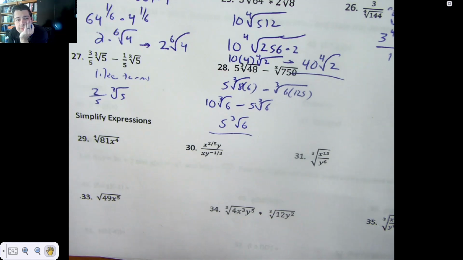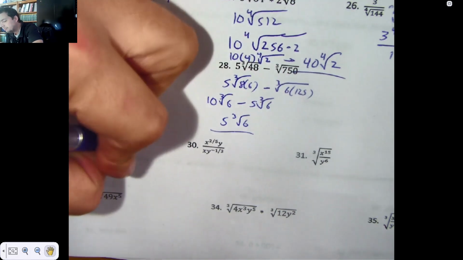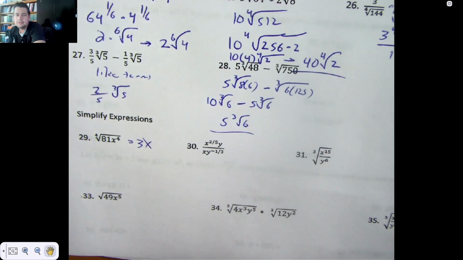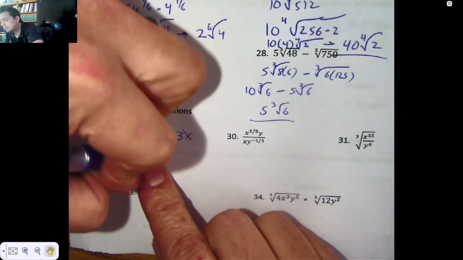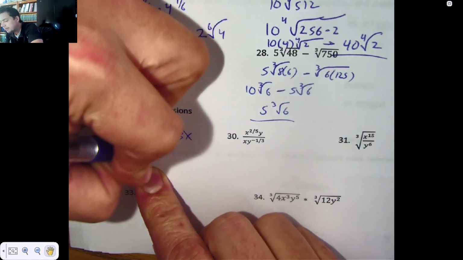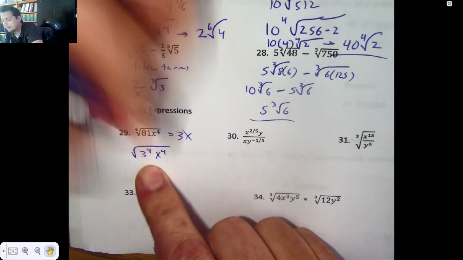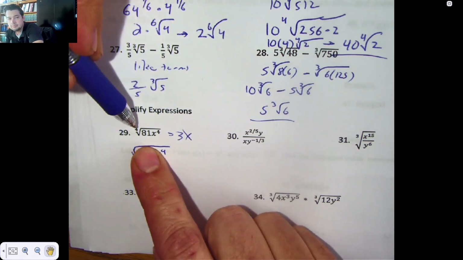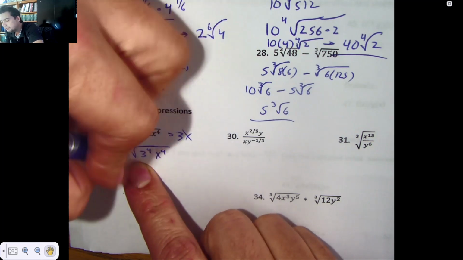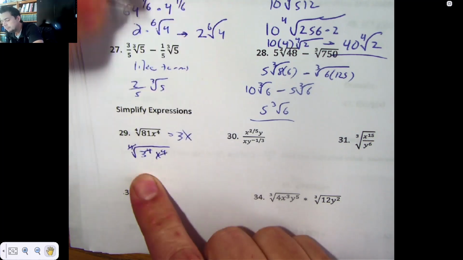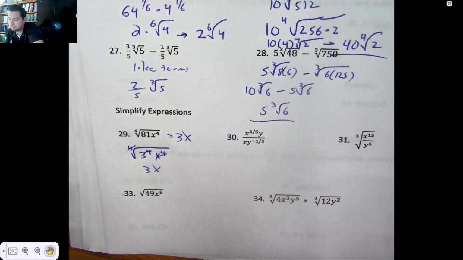Simplify expressions. So yeah, this is closely related. First one are ridiculously easy. 4th root 81 is 3. 4th root x to the 4th is x, 3x. The way this is traditionally taught, and it's probably how I'll teach it when I teach it, is you rewrite each thing as having a power of the root. And then you can just kind of throw them away. You're left with 3x. It's an easy peasy problem.